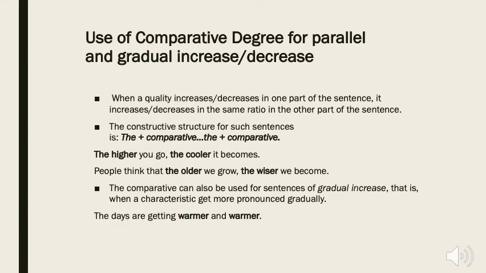Let us now take a look at a common usage of the comparative degree. When a quality increases or decreases in one part of the sentence, we can indicate the relative increase or decrease of the quality in the other part of the sentence using the comparative degree. For example, the sentence, the higher you go, the cooler it becomes. We can see how higher and cooler are parallel to each other in this sentence. The higher you go, the cooler it becomes. People think that the older we grow, the wiser we become.